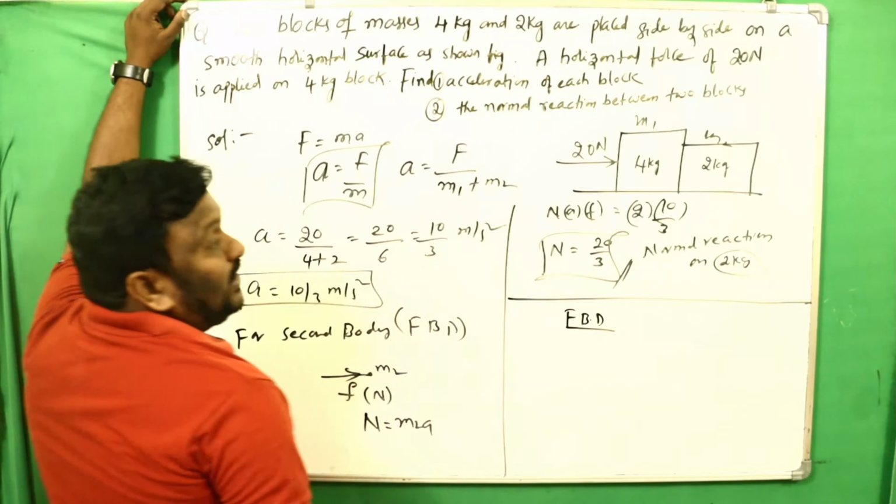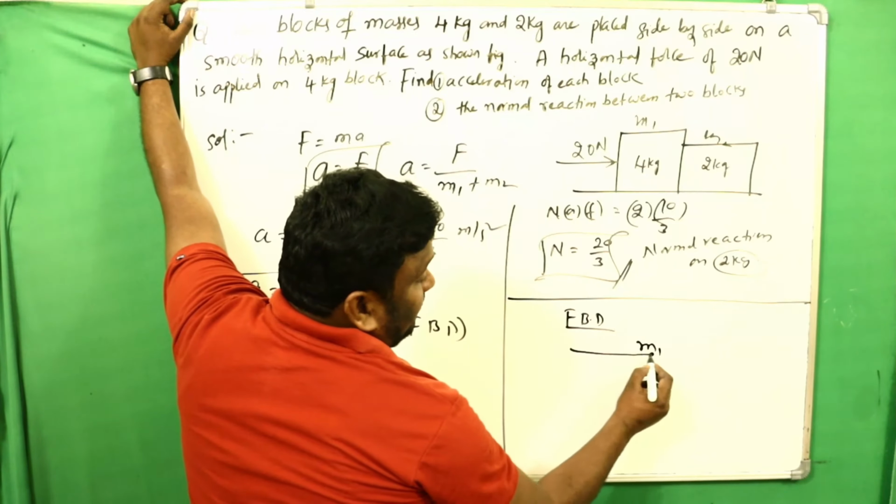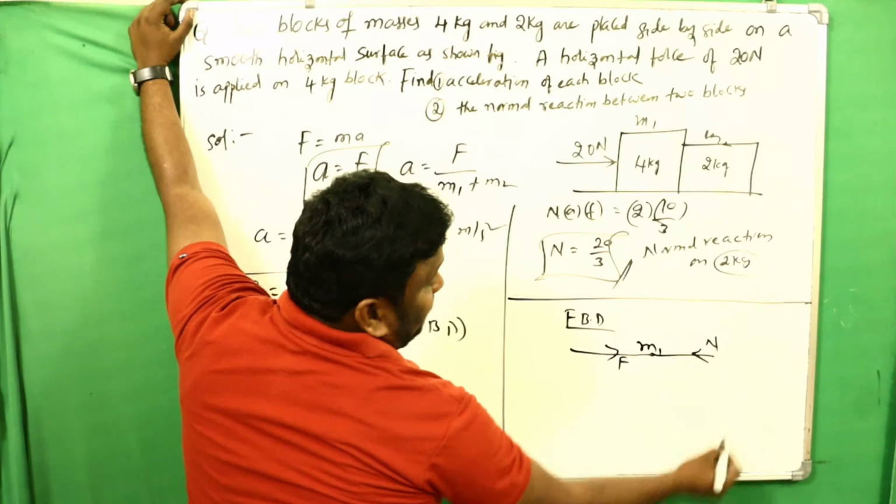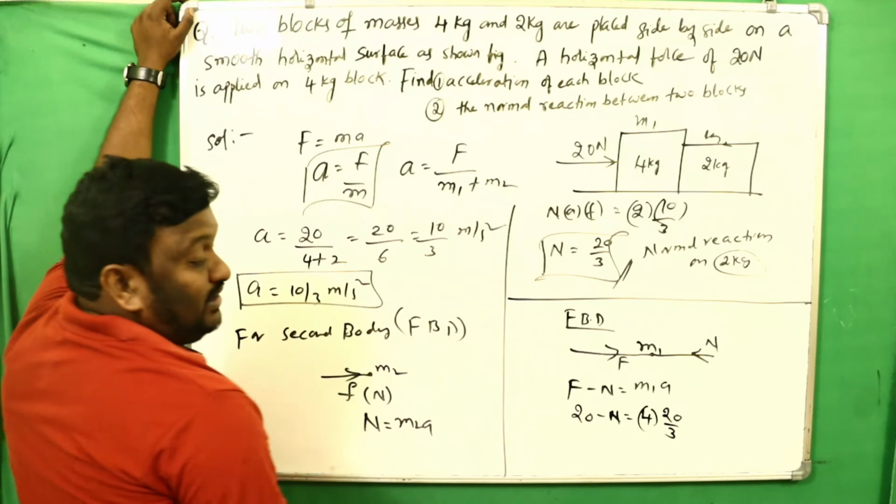m1 is there. So how much force acts on it? F is acting, and this is the normal reaction. What is the normal reaction? Obviously F minus N is equal to m1a. 20 minus N, so N is equal to... here m1 is 4, and the value of a is 20 by 3.